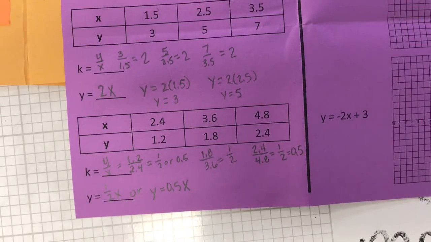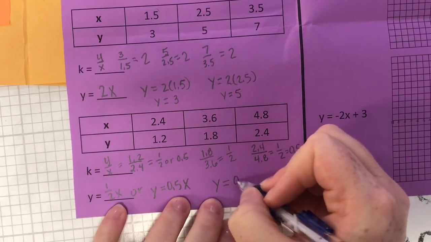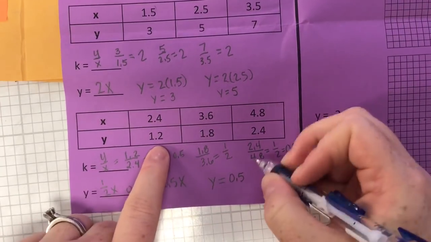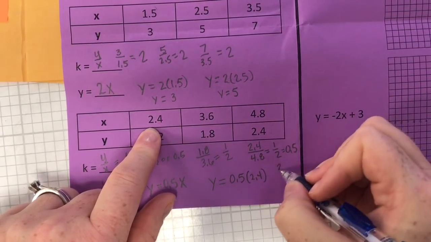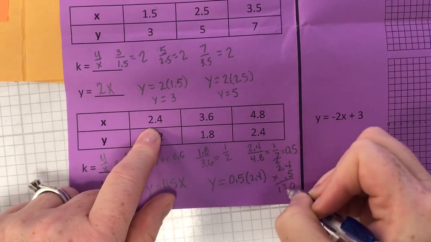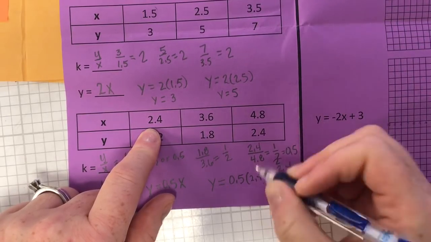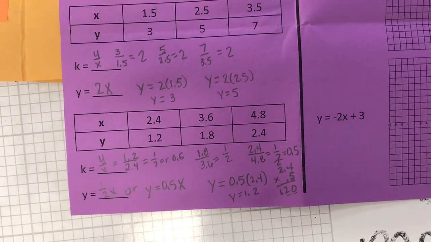Okay? I'm going to show you why this is true. I'm going to plug the first one in. Am I going too fast? Okay. So y equals, let's do 0.5 because y'all like decimals better. 0.5 times 2.4. Okay, so 2.4 times 0.5, y equals 1.2. So did that work? Yes? Okay, so I did it and then I checked it. Okay?